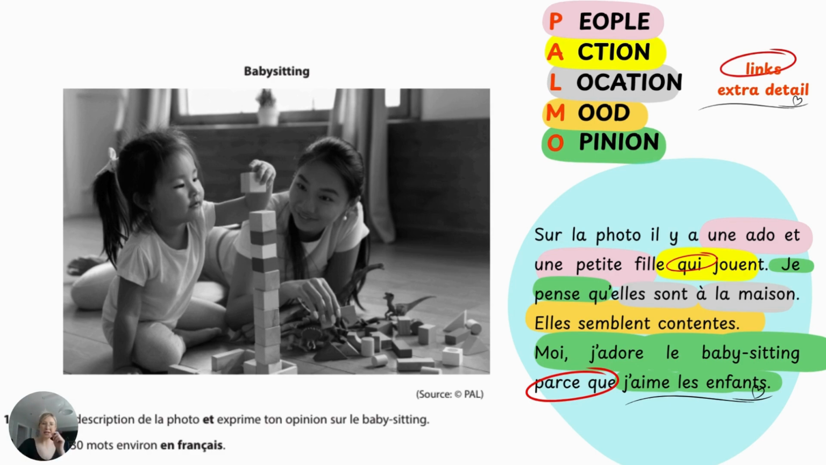And then I'm going to give a reason. I know it says you don't have to justify your opinions, but it might be a good bit of extra detail. Parce que, j'aime les enfants, I like children. And again, I'm giving a third opinion there within an opinion justification.